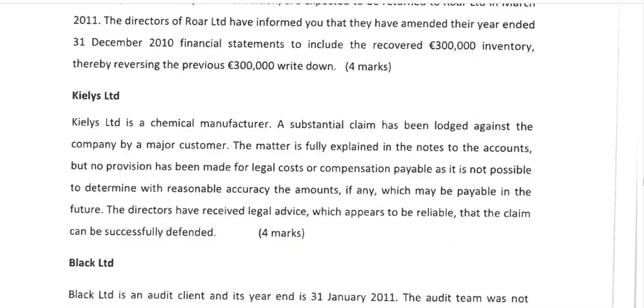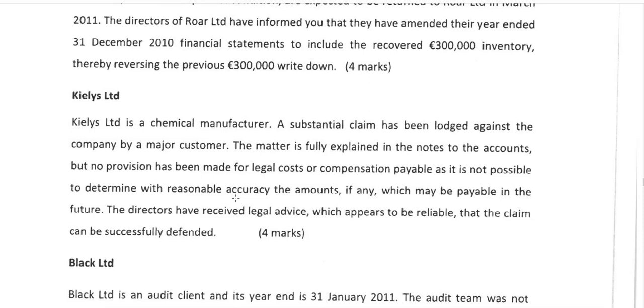So here's an example of a scenario in a question. Kylie's a substantial claim lodged against the company by a major customer, and they're saying it's fully explained in the notes to the accounts, but no provision has been made, as it's not possible to determine with reasonable accuracy the amounts which may be payable. And also there's legal advice which appears to be reliable that the claim can be successfully defended.